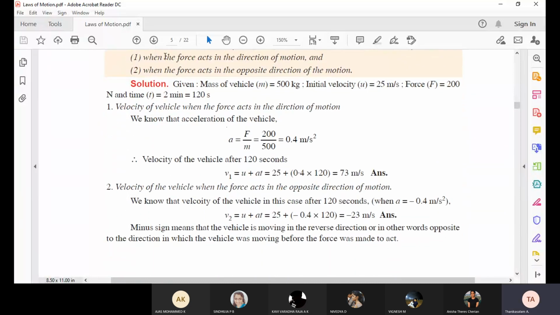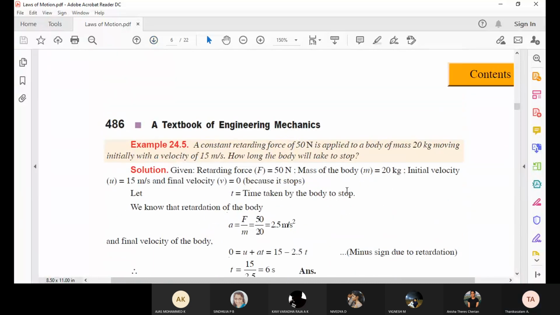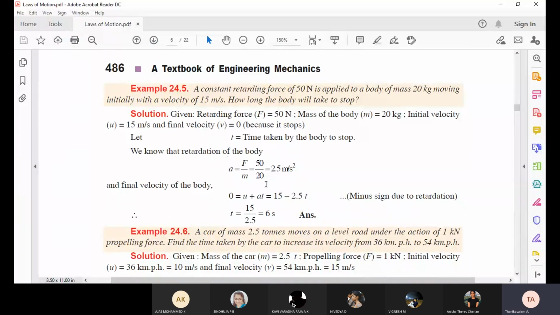This problem we also discussed in the last class. Okay. This also we discussed. A lot of problems we discussed. So why am I repeating this one?